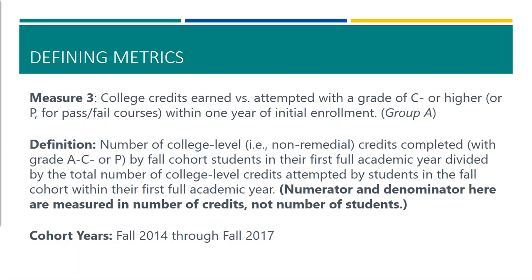Third metric, the last metric of Group A, is college credits earned versus attempted with a grade of C- or higher, or passing, within 1 year of initial enrollment. So in this case, the numerator and denominator are actually measured in number of credits, not number of students. The students that are earning these credits are the same as on your other metrics, but the figures that you are entering are in credits, not in student count. So we're looking at how many credits were attempted by these students, and how many credits were completed would be the numerator in this case.